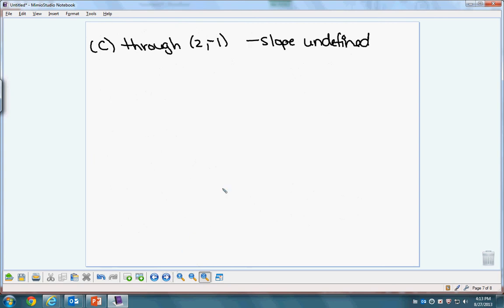Okay, letter C. Through the ordered pair 2, -1 with an undefined slope. There's more than one way to do this. You can go back and plug numbers in for an undefined slope. However, if you can memorize what an undefined slope looks like, the ordered pair 2, -1 is right here. Does an undefined slope go up and down or left and right? It goes up and down. So this line looks like this.